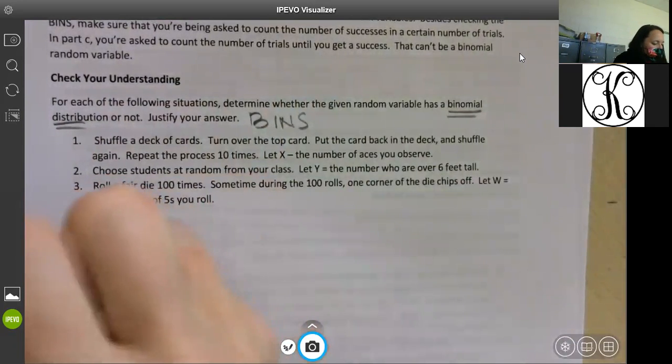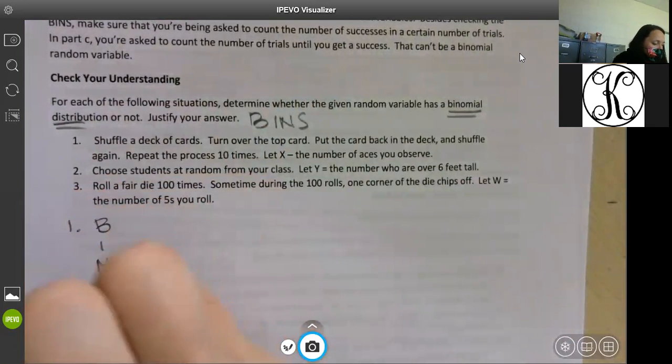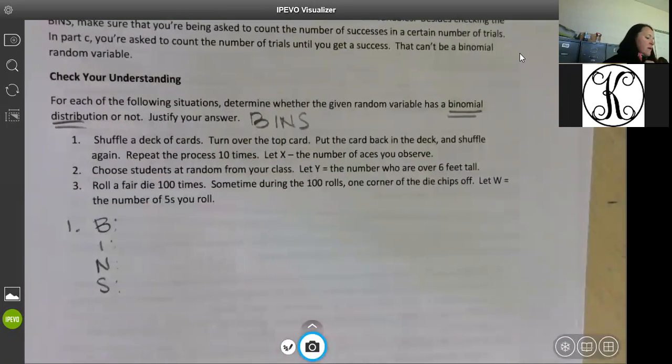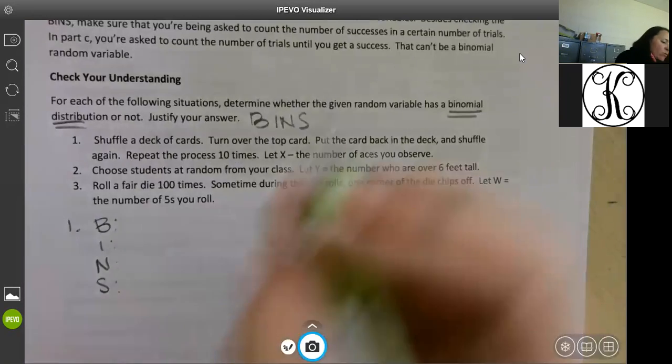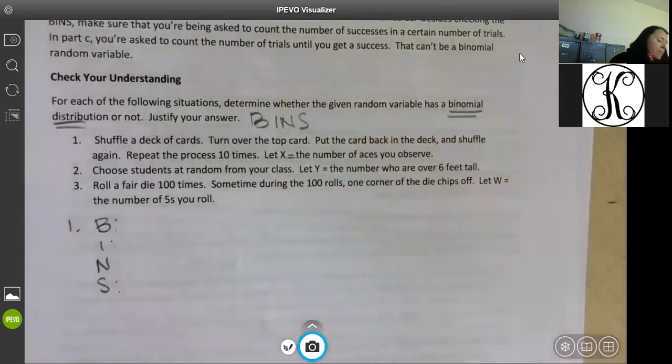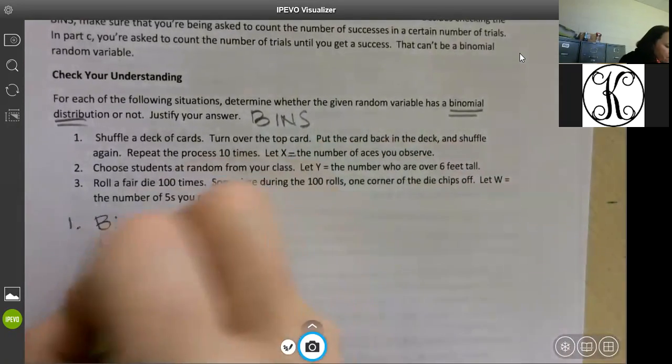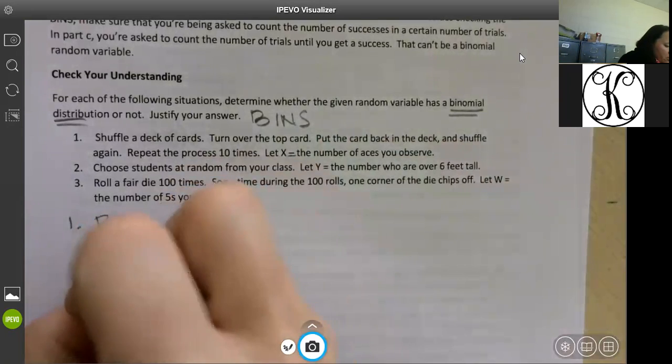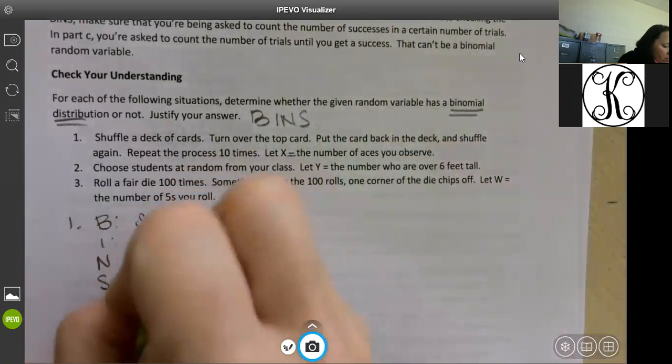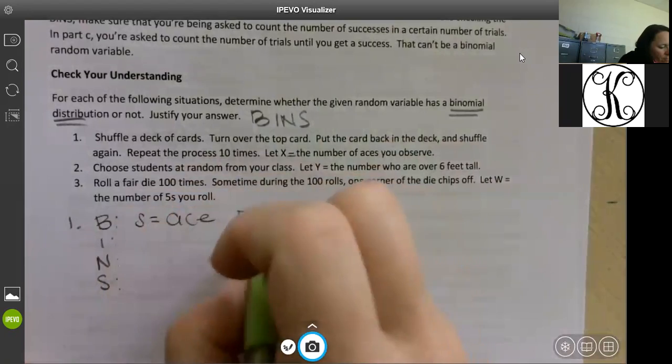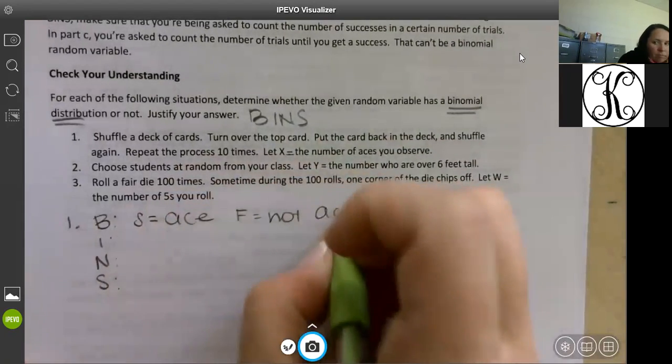Okay, so we're going to start with number 1. It's the same thing that we just did, just more practice with it. Shuffle a deck of cards, turn over the top card, put the card back in the deck and shuffle again. Repeat the process 10 times. Let X equal the number of aces you observe. So is it binary? What's your success? What's your fail? Not ace.